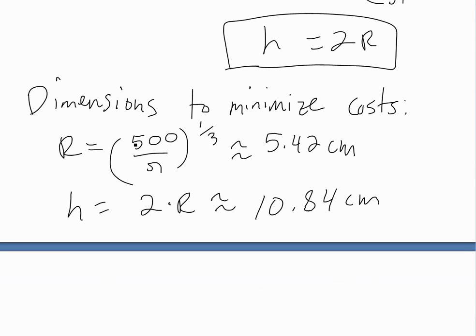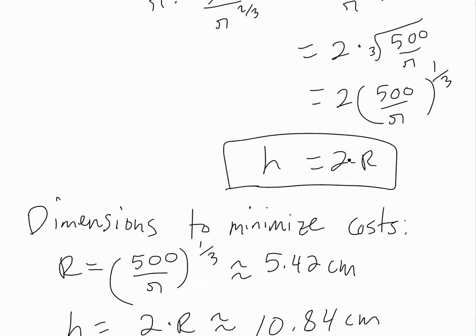Then we just put it all together here. Basically, the dimensions to minimize costs are r equals 5.42 centimeters, and h is 2 times r, which is 10.84 centimeters here.